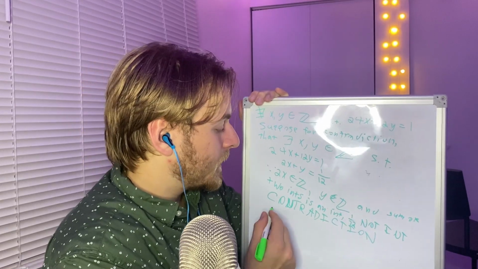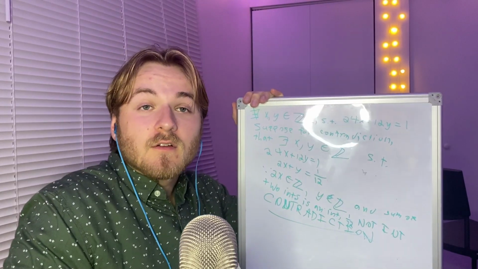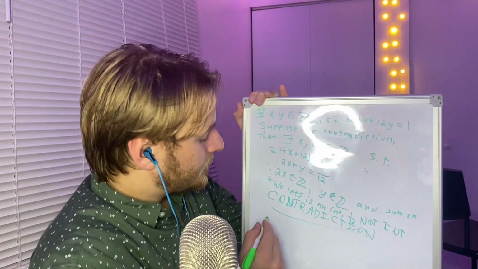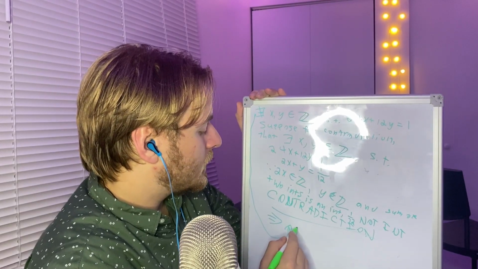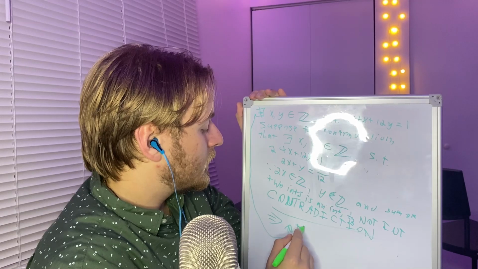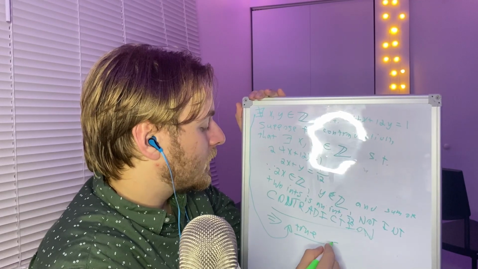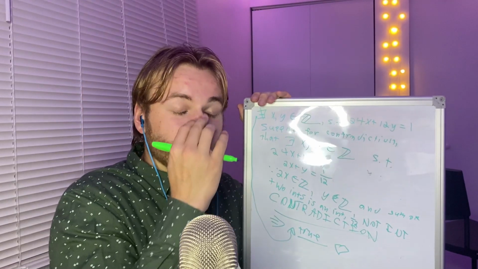Contradiction. We reach a contradiction. Thus, this initial statement is true, holds, and that is the end of our proof.